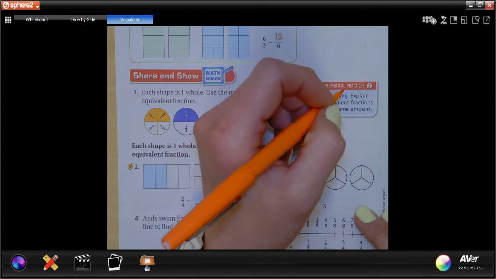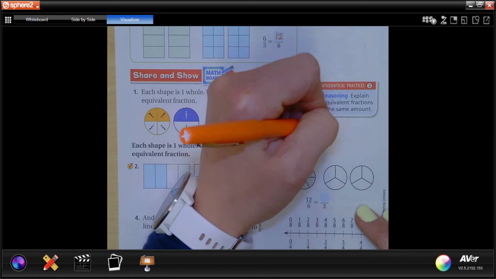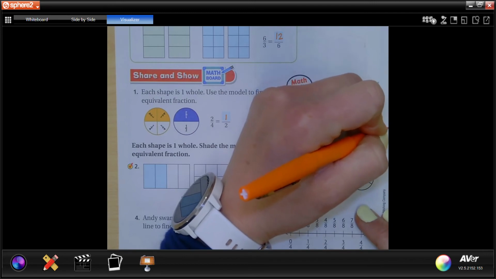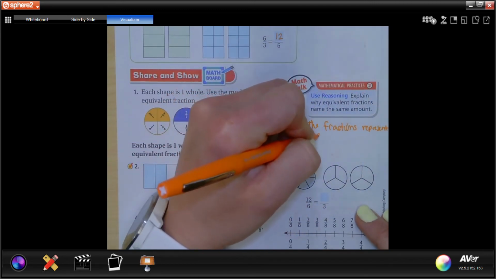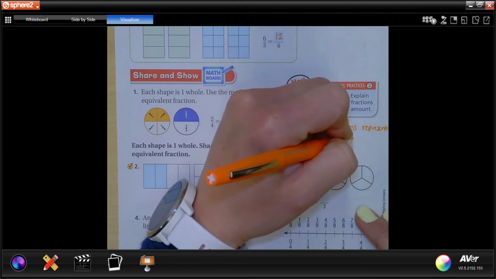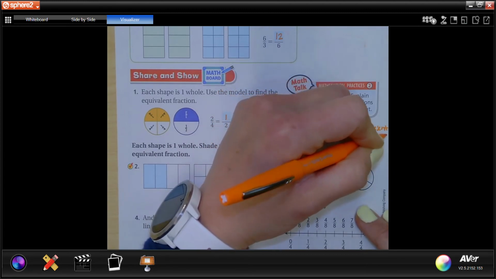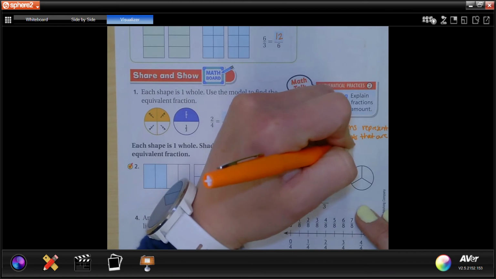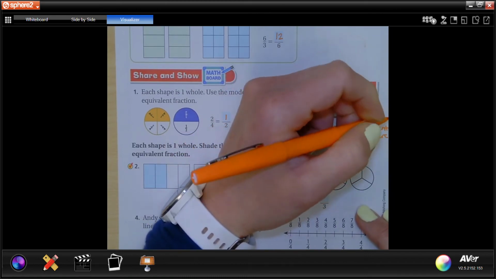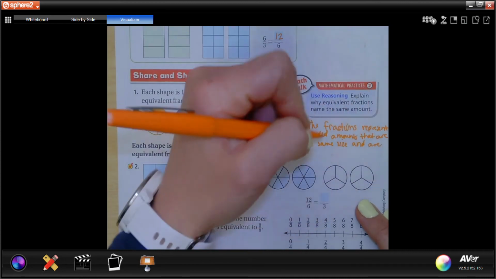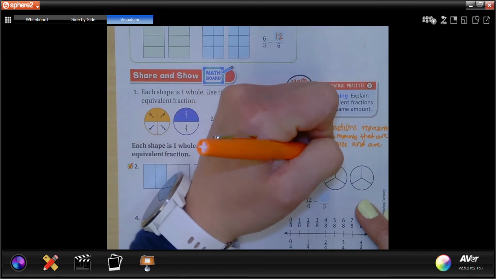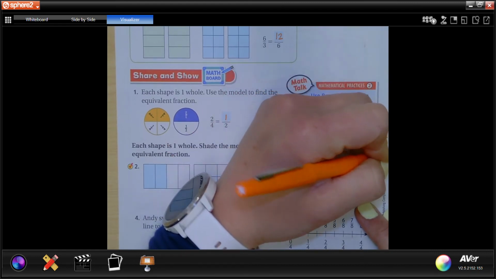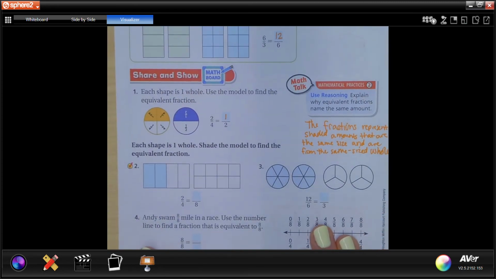So the fractions represent shaded amounts that are the same size and are from the same sized wholes. You can pause if you need to finish writing.